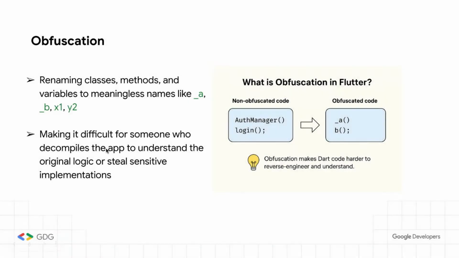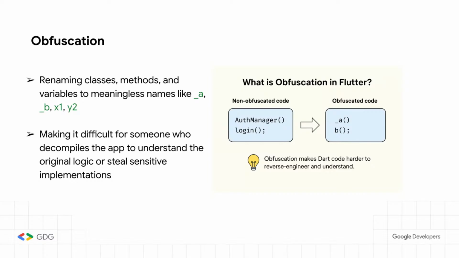Now, how can we do that? So, renaming classes. When I apply the obfuscation technique, my classes will be renamed, methods will be renamed, and even the variables will be renamed. Login can become something like A or underscore A, which is really meaningless and does not mean anything. So, it is difficult for someone to decompile the app, to understand the original logic, or steal sensitive implementations. This will also make it difficult to reverse engineer.